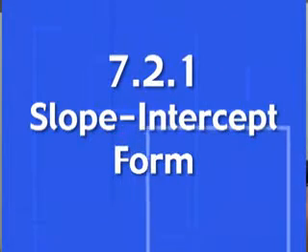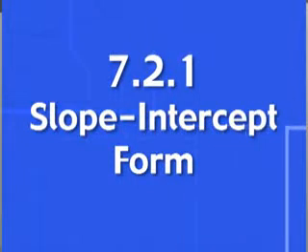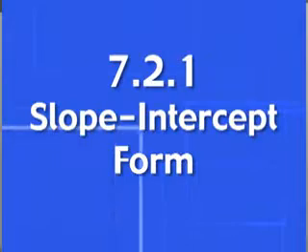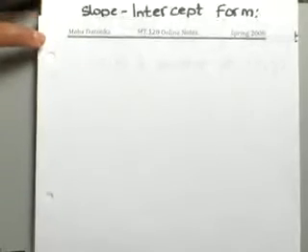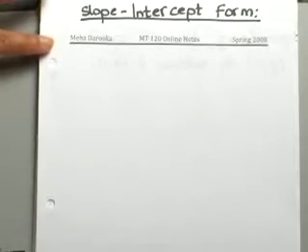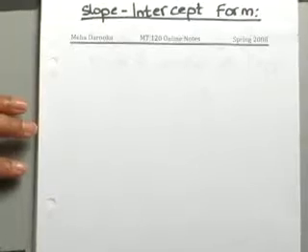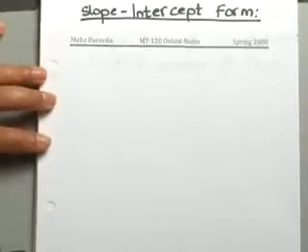We will start with section 7.2. Now this section talks about equations of lines and linear models. To understand the equations of lines, we will look at three different forms of equations of lines, and the first one we want to talk about is what we call the slope-intercept form. That's the first form of an equation of a line we want to look at.